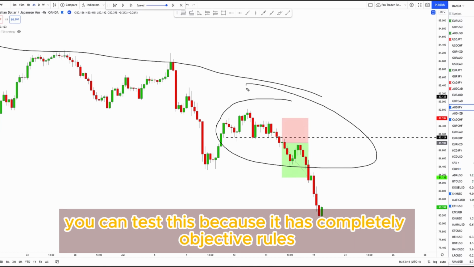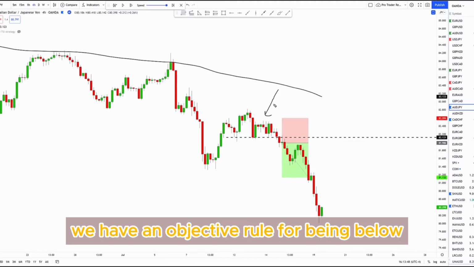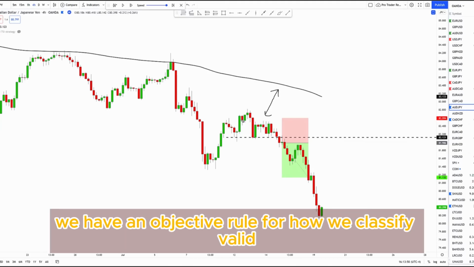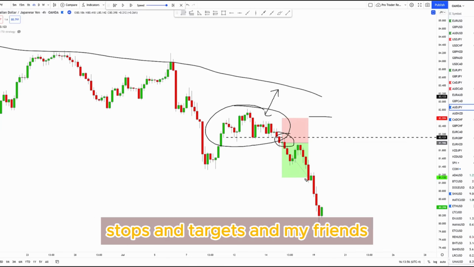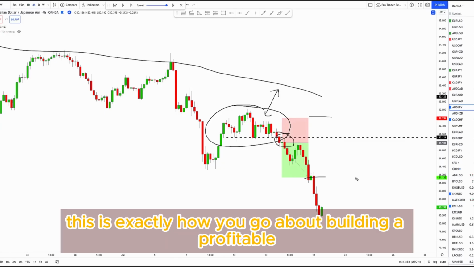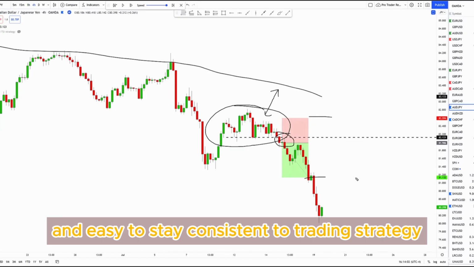You can test this because it has completely objective rules. We have an objective rule for being below the 200 period moving average. We have an objective rule for how we classify a valid head and shoulders pattern. We have objective rules for entries, stops, and targets. And my friends, this is exactly how you go about building a profitable and easy to stay consistent to trading strategy.